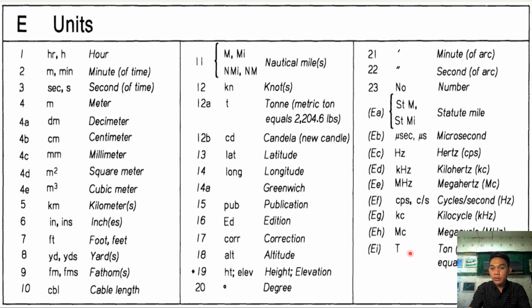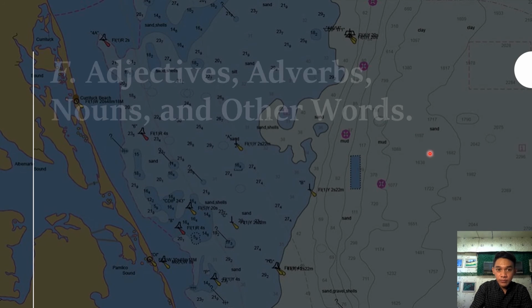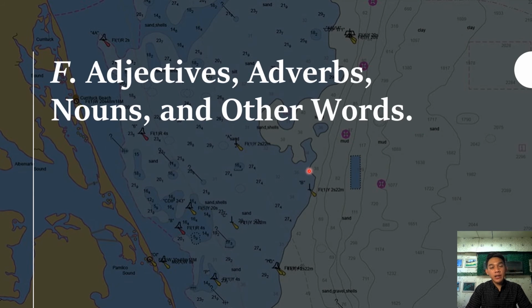So know the difference between the small letter t, which is for ton, metric ton, equals 2,204.6 pounds, while the capital T is for ton, US short ton, which equals 2,000 pounds. Okay, for the next part, which is part F, which are adjectives, adverbs, nouns, and other words.